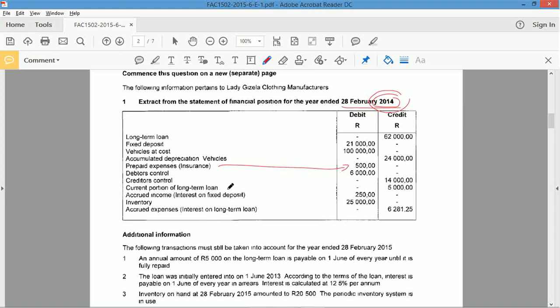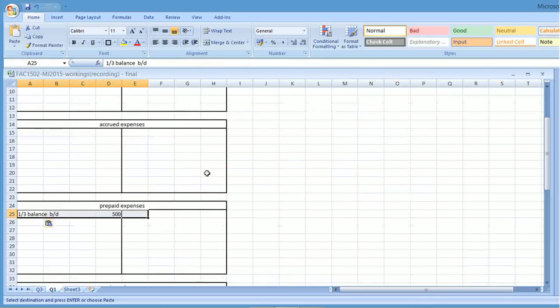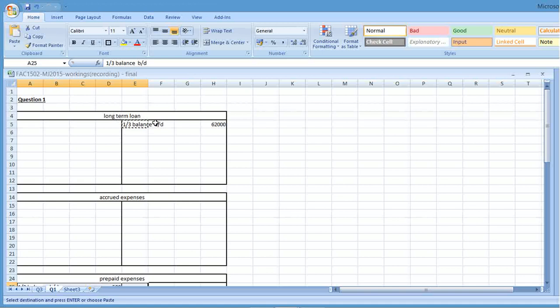Current portion of the long-term loan. That I do need because that relates to the loan. So you've got a long-term loan here and you've got a current portion of the long-term loan. They've split it. This was all at the beginning of 2014. That means 5,000 is going to be paid during the next financial year, and 62,000 is representing the long term. So that will be part of your short-term liabilities, the current portion of the long-term loan. That's in terms of disclosure. In terms of posting to the general ledger, it just shows the loan as the loan.